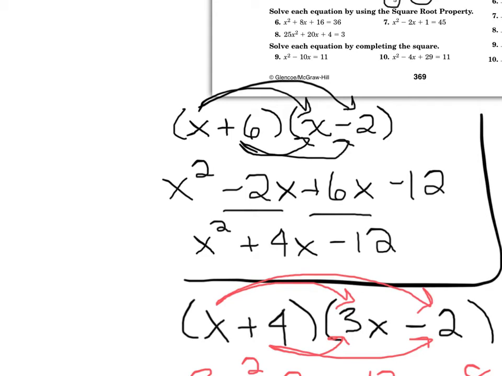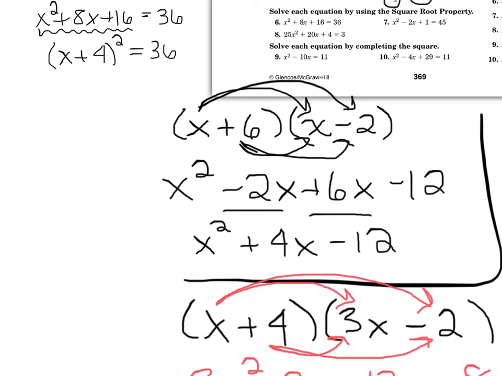So in number 6, we have x squared plus 8x plus 16 equals 36. So I'm looking at the left-hand side here, and I'm noticing what multiplies to be 16 and adds to be 8. Well, that would be 4 and 4. Notice that they're the same factor. That's why it's creating this perfect square trinomial of the quantity x plus 4 squared.